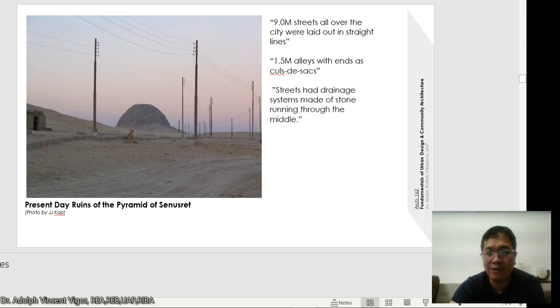So this is the present day ruins of the Pyramid of Sinusret. The city had 9-meter streets laid out in straight lines, and there are 1.5-meter alleys with ends as cul-de-sacs. Then the three streets had drainage systems made of stone running through the middle. So it's really amazing, guys, that even in ancient times they already had an idea of doing drainage systems or having a drainage network during that period.